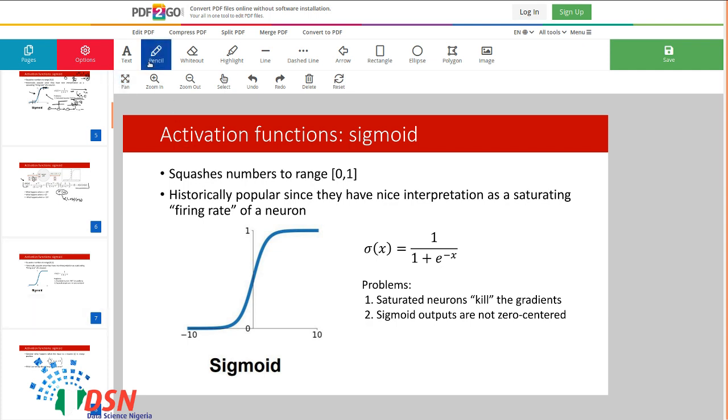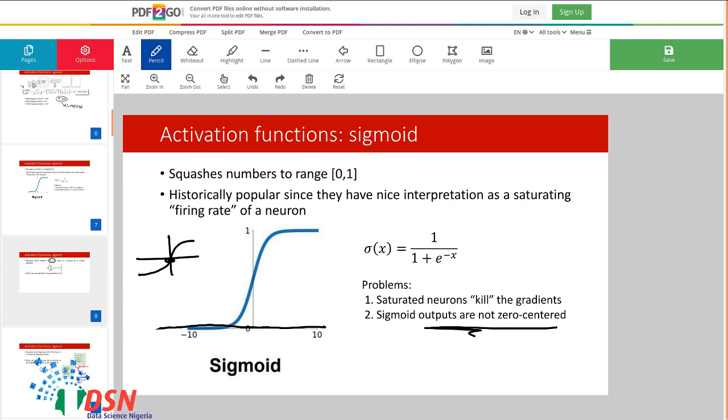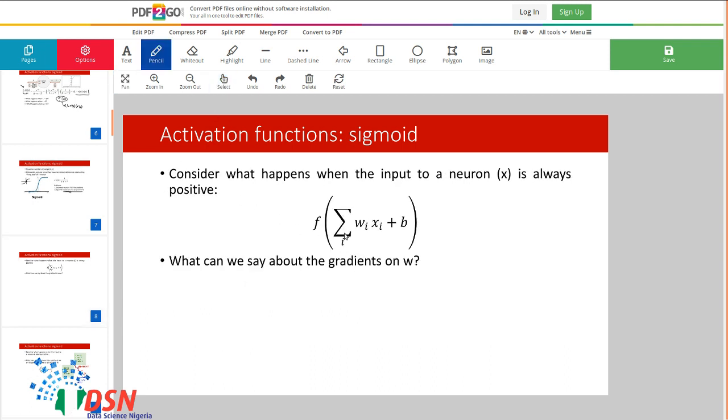Okay. The second problem of the sigmoid is that the sigmoid outputs are not zero-centered. In other words, as you could see, it does not have this shape around 0. We have 0 in here, and this could result in a problem that we will see. So in this case, if we have a positive input to the neuron and then apply the sigmoid activation function, and if you want to update the W, then all of your gradients will be positive or negative to update.